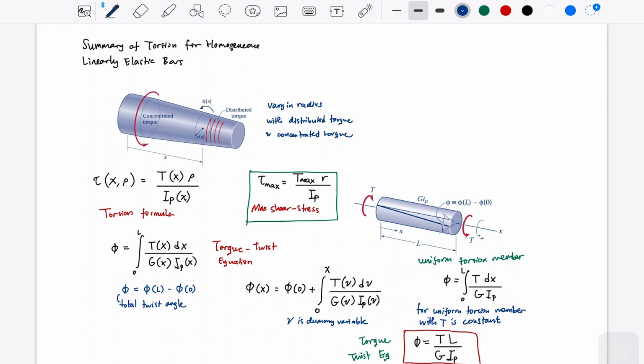Good morning. I think this is the last discussion: the torsion for homogeneous linearly elastic bars.